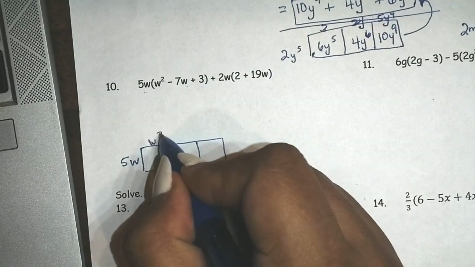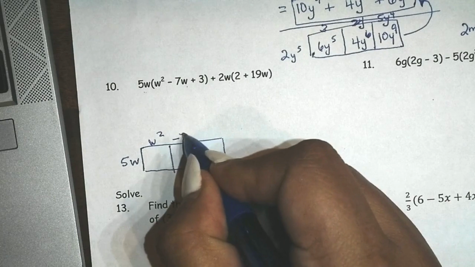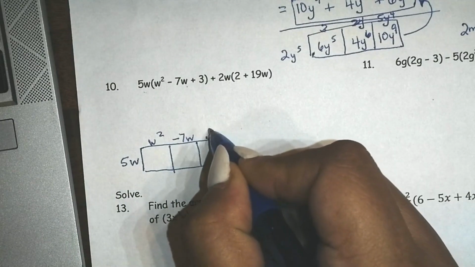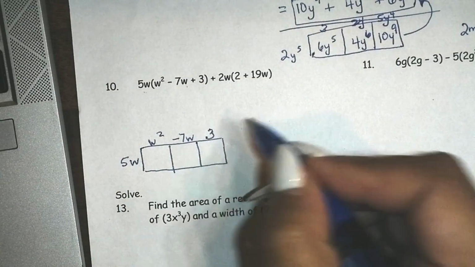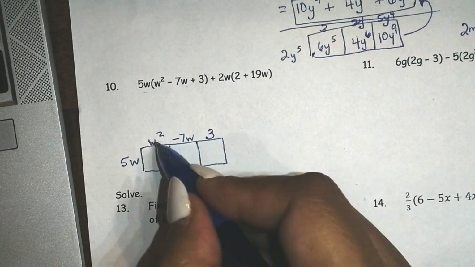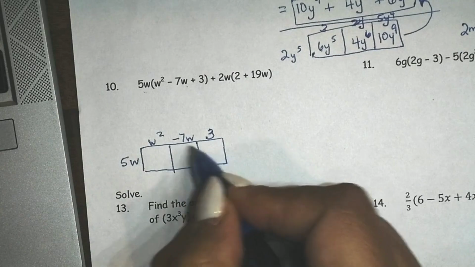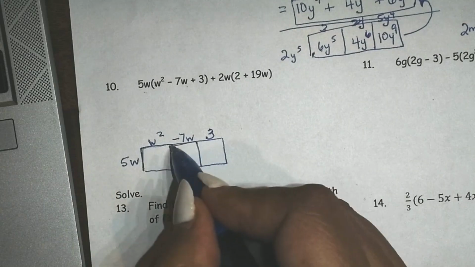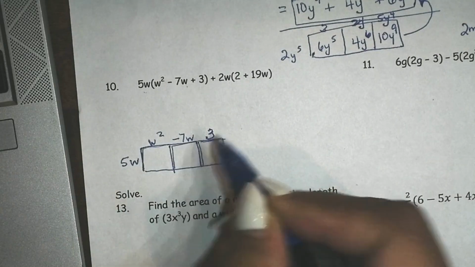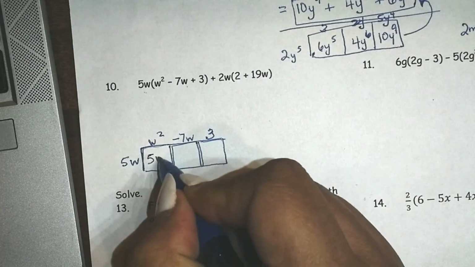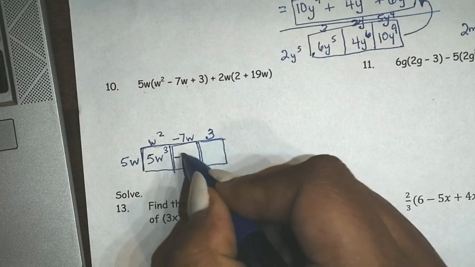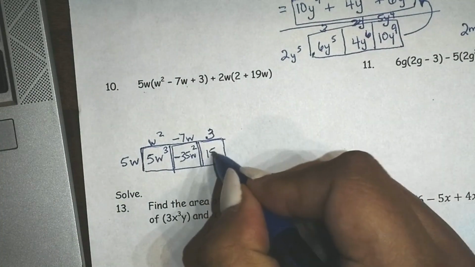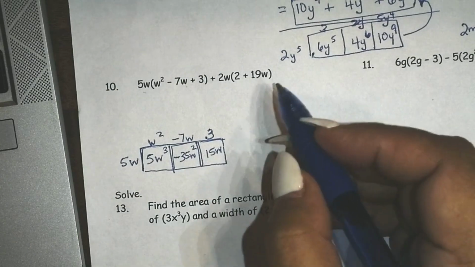So we have 5W here for the width, and for my length we're going to have W squared minus 7W plus 3. And all we're doing is finding the area of each square, so we're multiplying length times width for each one of these boxes. So this is going to be 5W to the third power, negative 35W to the second power, and 15W.